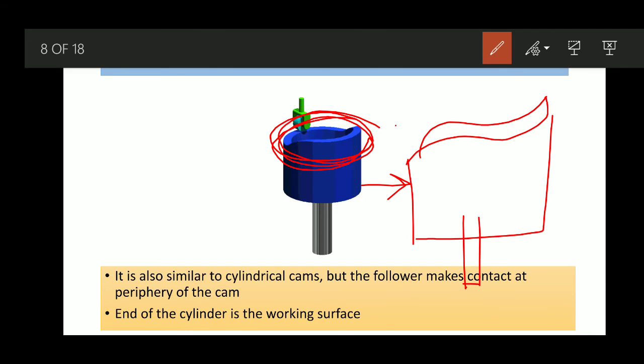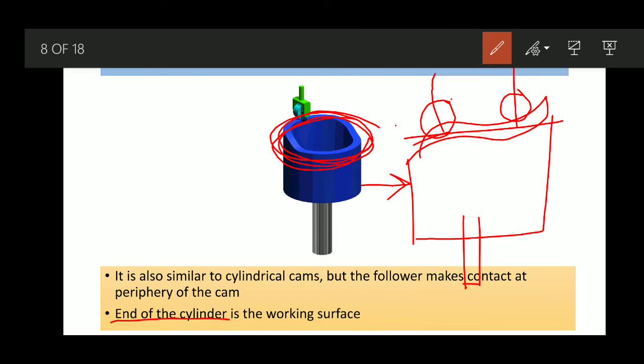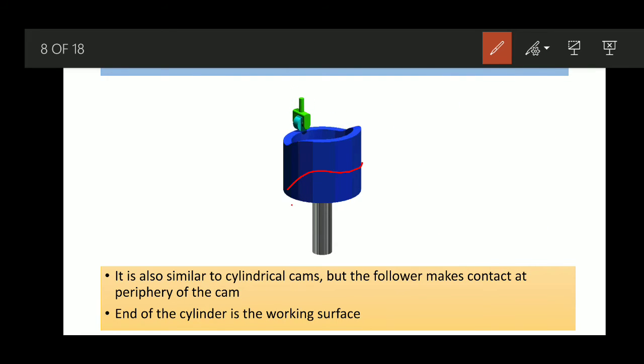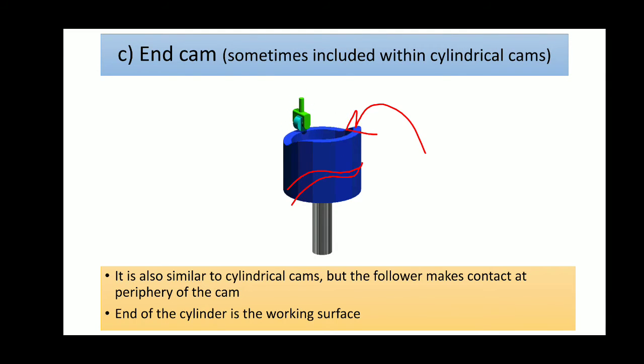cam, the follower will be somewhere here. So depending on at which portion the follower is in contact, the follower will be either moving up or down. Okay, and here as you can very easily see, the end of the cylinder is the working surface, not this particular side. In the previous case, the groove was cut on the surface. Now this end portion is the working surface. Okay, so these are end cams.